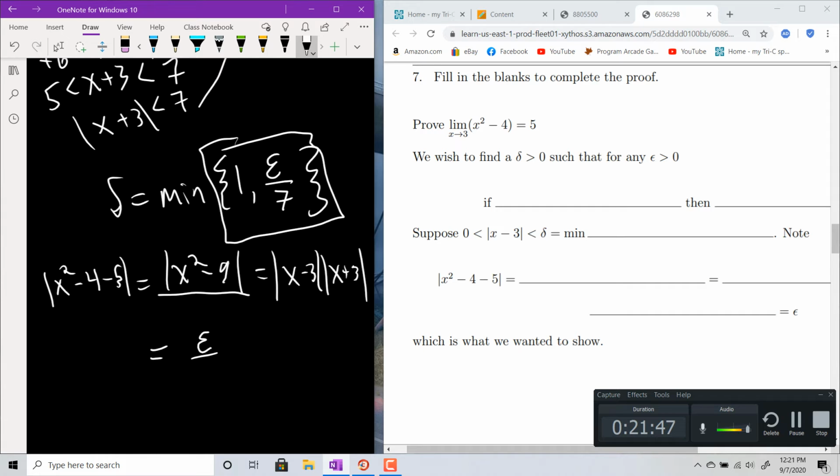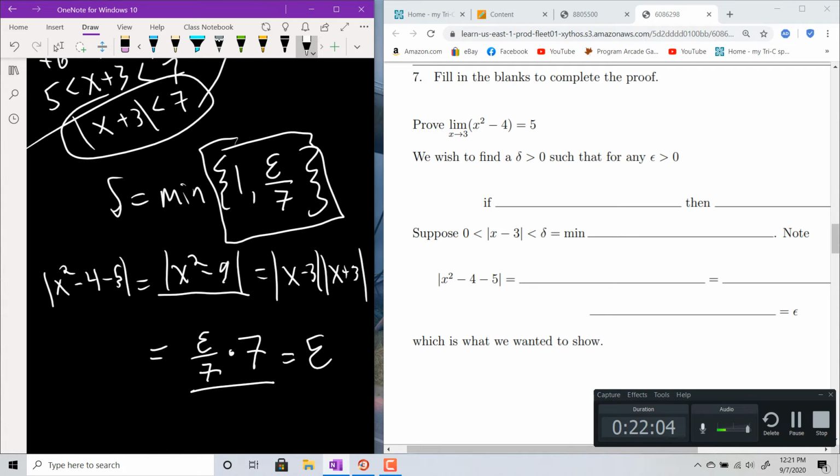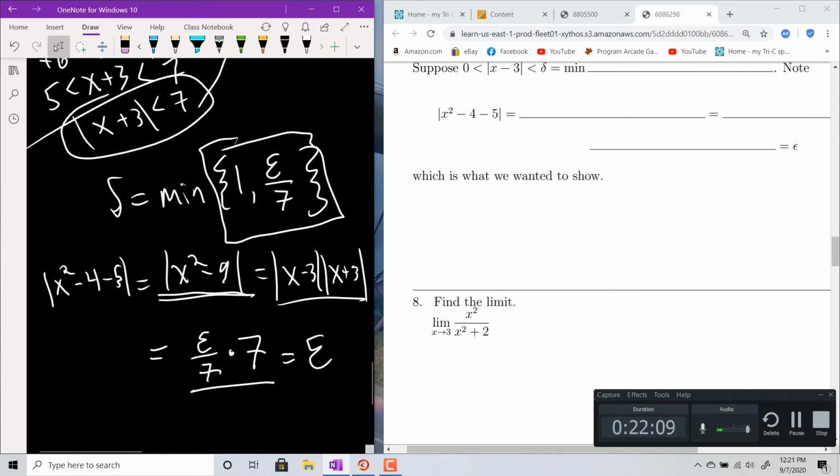So x minus 3 we're assuming is less than epsilon over 7, and then x plus 3 from above here is less than 7. So it'll be epsilon over 7 times 7, which of course equals, and that part's written out for you, equals epsilon. So we needed to put that in this blank, this blank, and this blank. And then that's what we wanted to show.